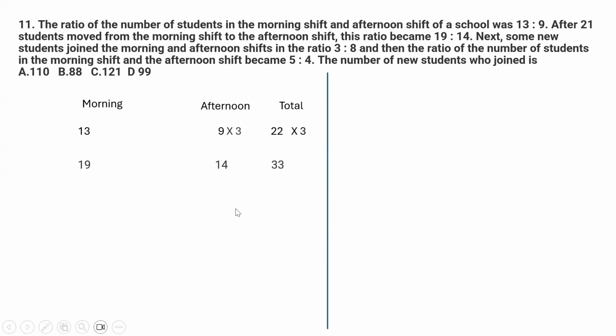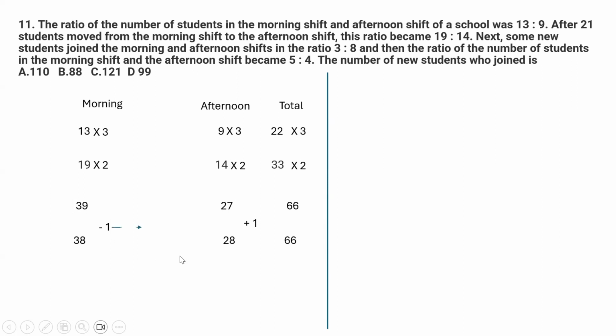So multiplying the first line by 3 and second by 2, I will get these values: 39, 27, 38, 28, and 66. So now the total is 66. Now I can compare this ratio, and I found that as per the ratio, one student moved out of morning shift and joined afternoon shift. Right? 39 is becoming 38, so it is minus 1. And here 27 is becoming 28, so it is plus 1.